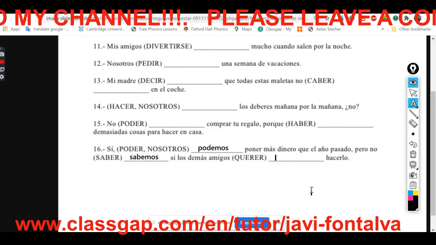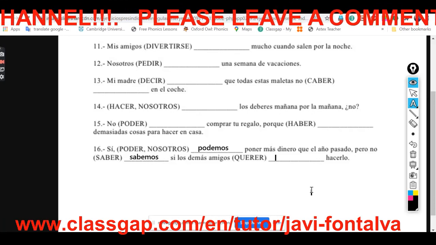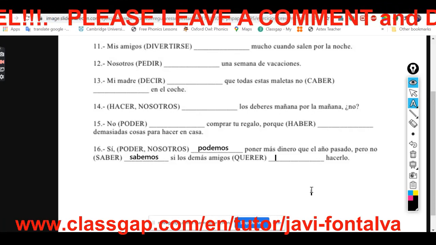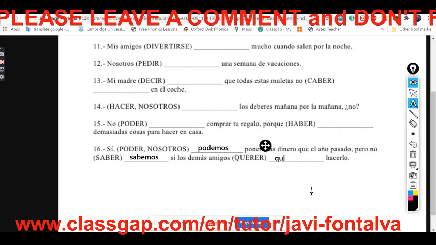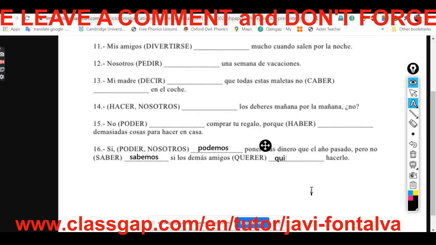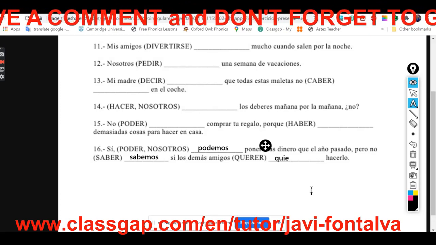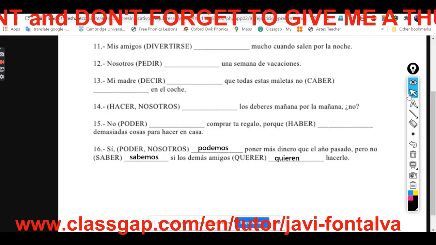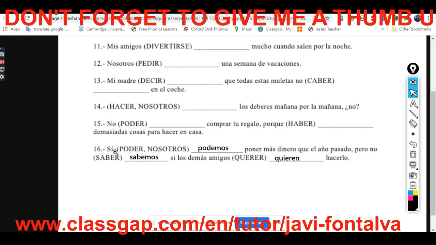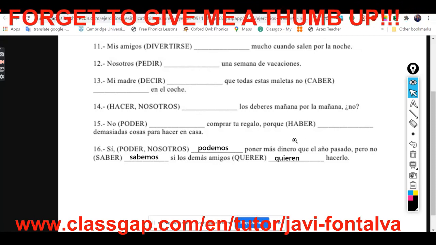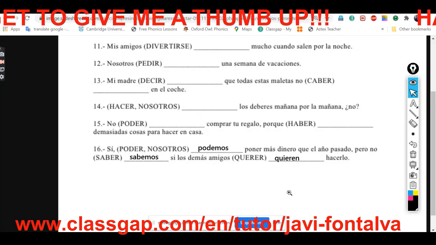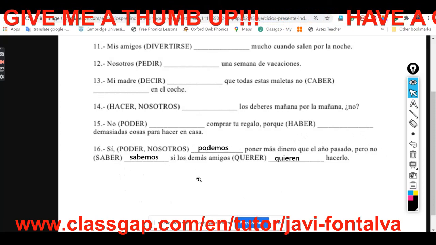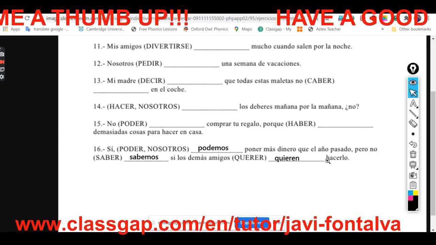Quieren, quieren, hacerlo. Okay, let me read this. Sí, podemos poner más dinero que el año pasado, pero no sabemos si los demás amigos quieren hacerlo.